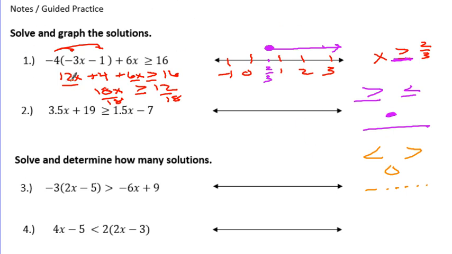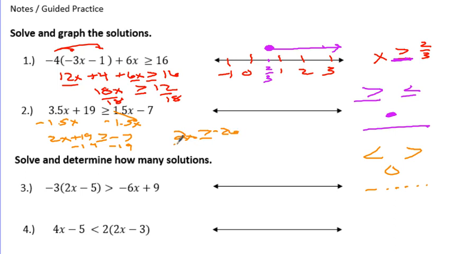All right, anyways. So this equation right here, I have the variable on both sides. Doesn't really matter. I'm going to solve it the same way I've always solved equations. So I'm going to subtract 1.5x from both sides. That goes away. I'm left with 2x plus 19 is greater than or equal to negative 7. Subtract 19 on both sides. I'm just going to carry my work over here since I'm out of room. 2x is greater than or equal to negative 26.